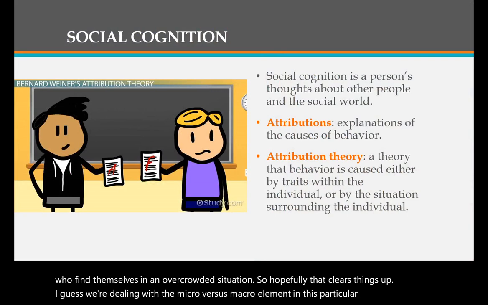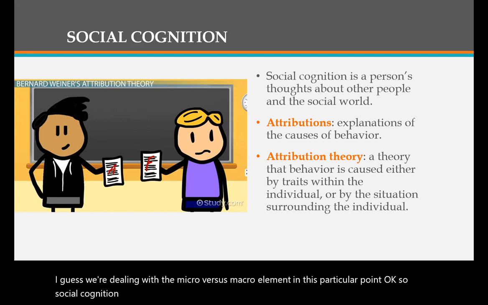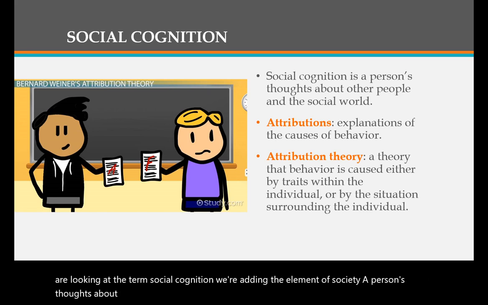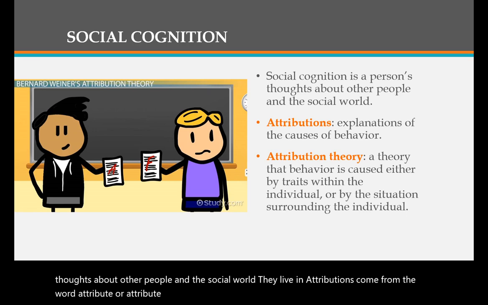Okay, so social cognition. You should know what cognition is already from an earlier chapter. When we are looking at the term social cognition, we're adding the element of society: a person's thoughts about other people and the social world they live in. Attributions come from the word attribute. Attributions are explanations of the causes of behavior.